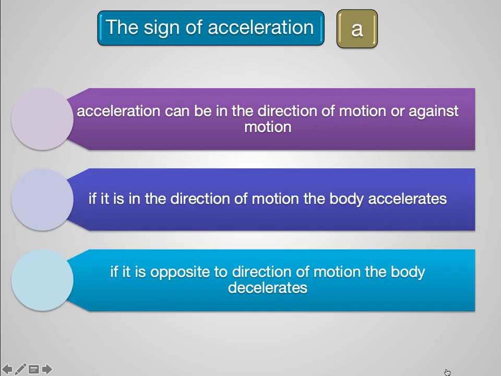Like if you drop a ball downwards, the acceleration is downward and motion also downward, so the body will accelerate, the speed will increase. But when you throw a ball upwards, the motion is upward but the acceleration is downward. As a result, the body is decelerating or the speed is decreasing.